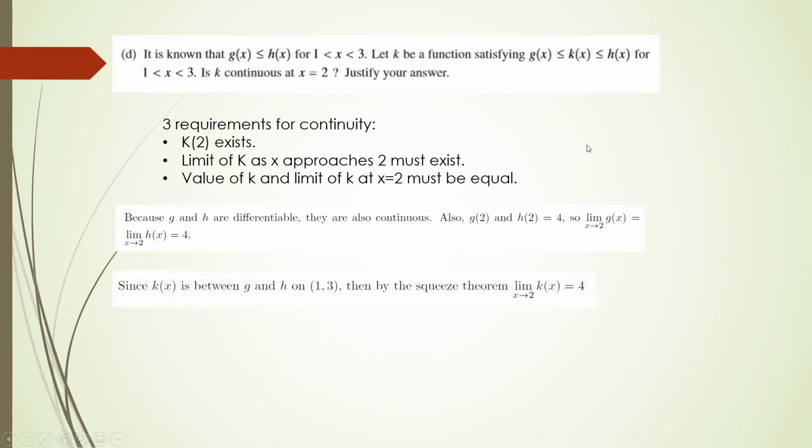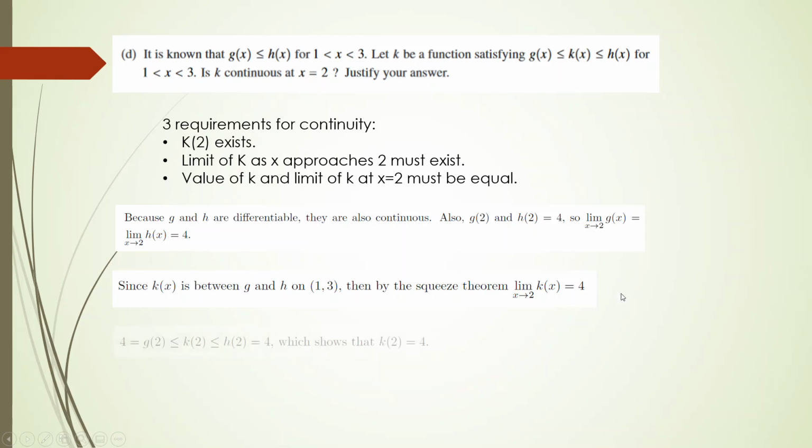And so that's what we're talking about here. We're saying that since k is in between g and h on 1 to 3, then by the squeeze theorem, k must also be approaching a y value of 4 when x is approaching 2. There's no other way it could happen in order for it to fit in between your bottom function g and your top function h. So what I've established here then is that the limit of k exists, which is our second bullet point, and that it has a value of 4.